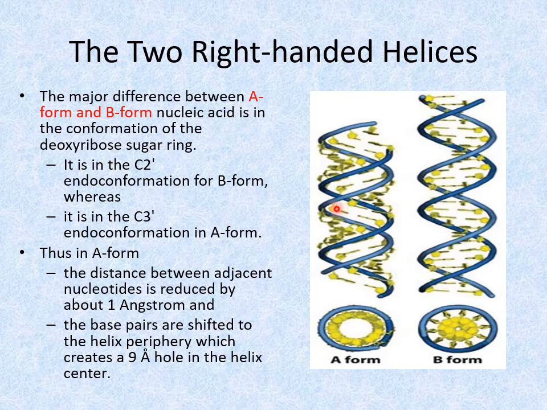And second thing is that these nitrogen bases are shifted towards the phosphodiester backbone, and this leads to the formation of a hole within this DNA helix when it is in A conformation, and the diameter of this hole is approximately 9 angstroms.